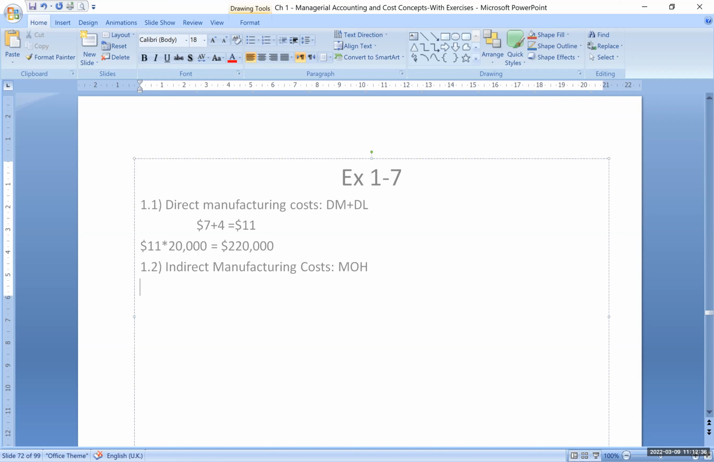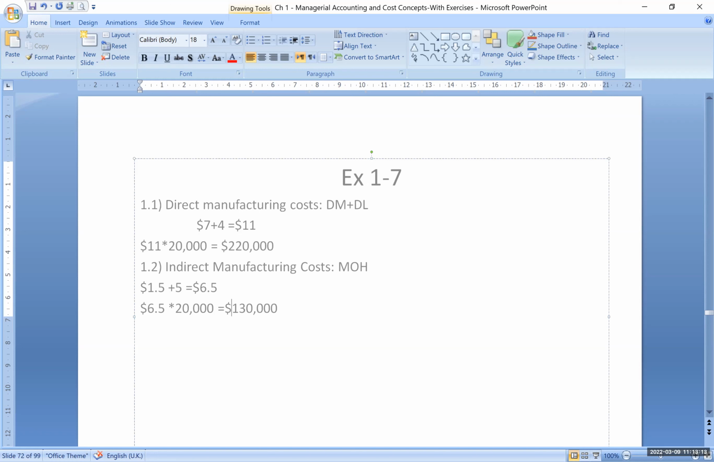The 1.5 and the $5. This equals $6.5, multiplied by 20,000 units. This equals $130,000. By the way, this will be the cost for the whole production, which is the 20,000 units.